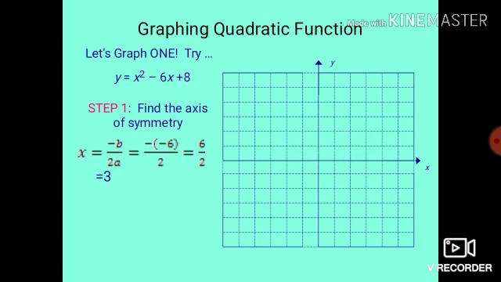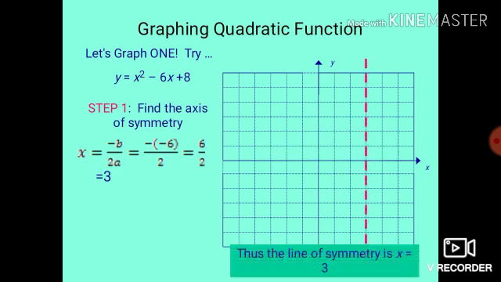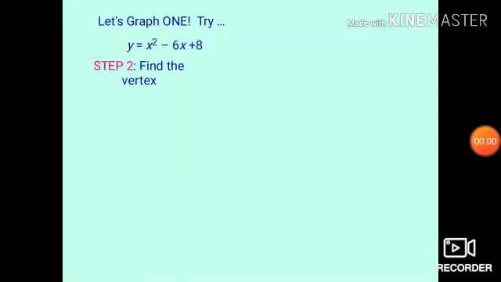Okay, we will draw in Cartesian diagram. x is 3, so the axis of symmetry is x equal to 3. Step 2 is find the vertex. We know that the value of a is 1, b is -6, and c is 8.